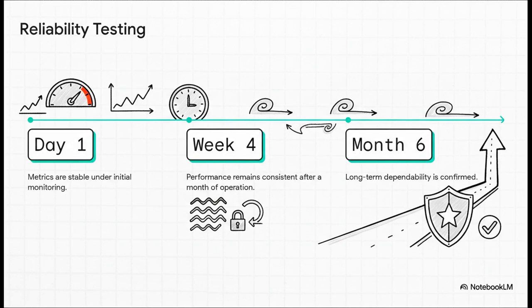You know, performance isn't just about one moment in time. It's not a sprint, it's a marathon. And that's what reliability testing is all about. This is where we monitor the API's performance over a really long period. Is it still as fast and stable after 6 months as it was on day one? This is what ensures that long-term dependability.